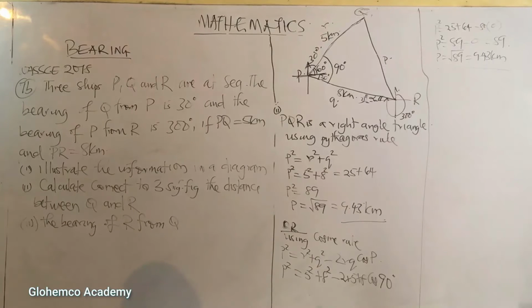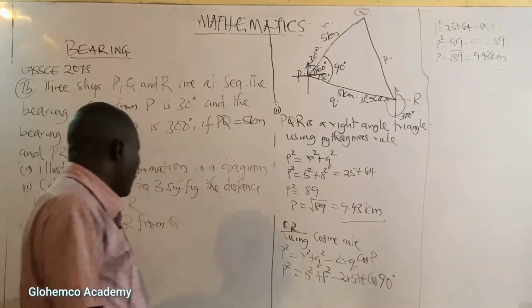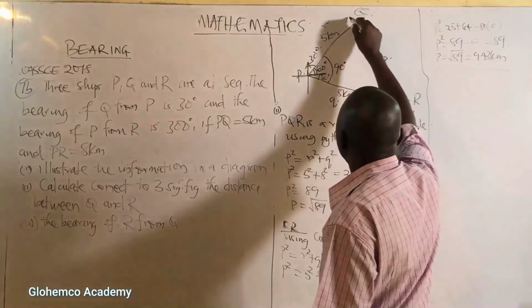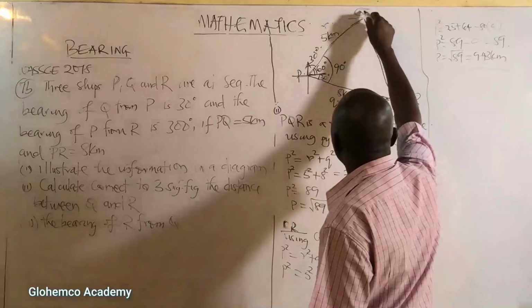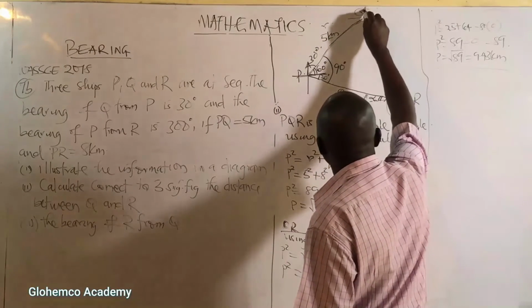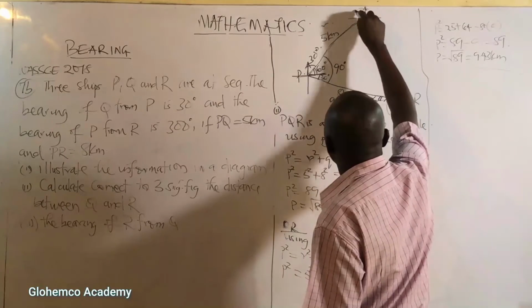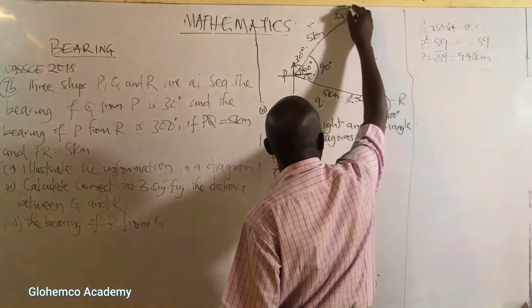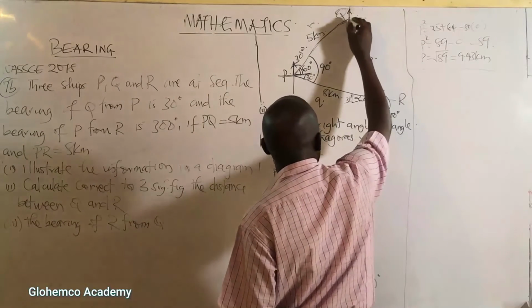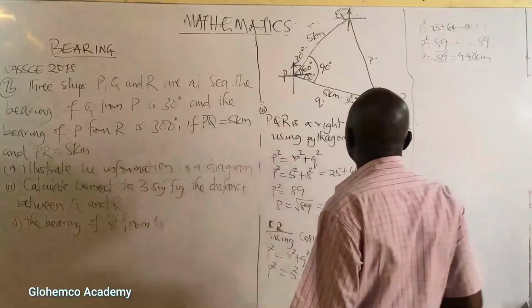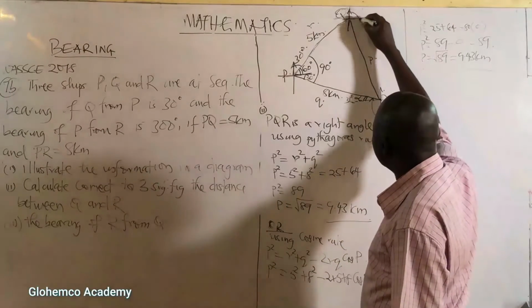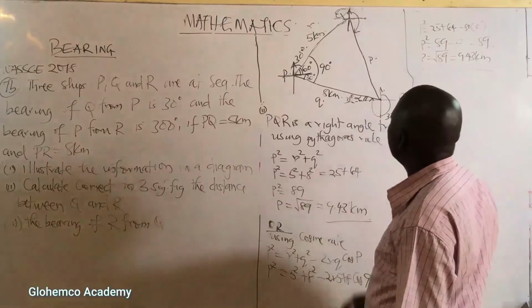Then lastly, we have to find the bearing of R. The bearing of R from where? From P. Before you can find the bearing, you have to form the true bearing. Okay? This is our true north. Maybe we bring our Q here. The only line that moves from Q to R is this line. Then we want to know this bearing. This is the bearing that we are looking for.